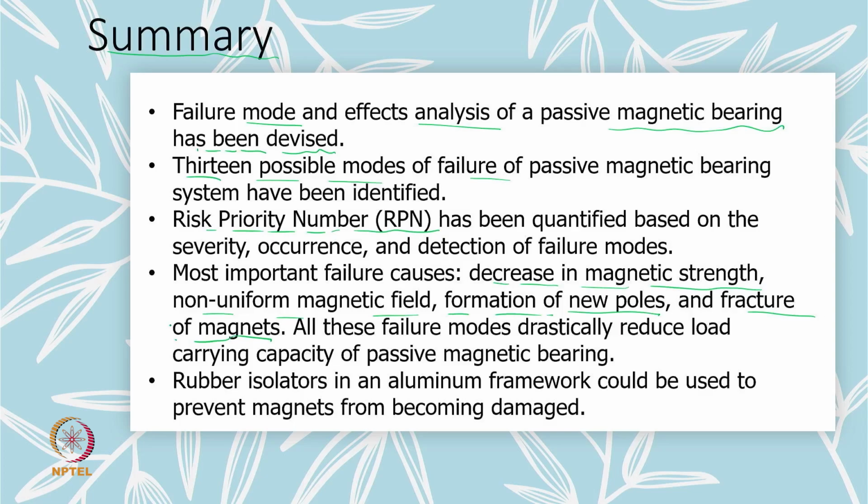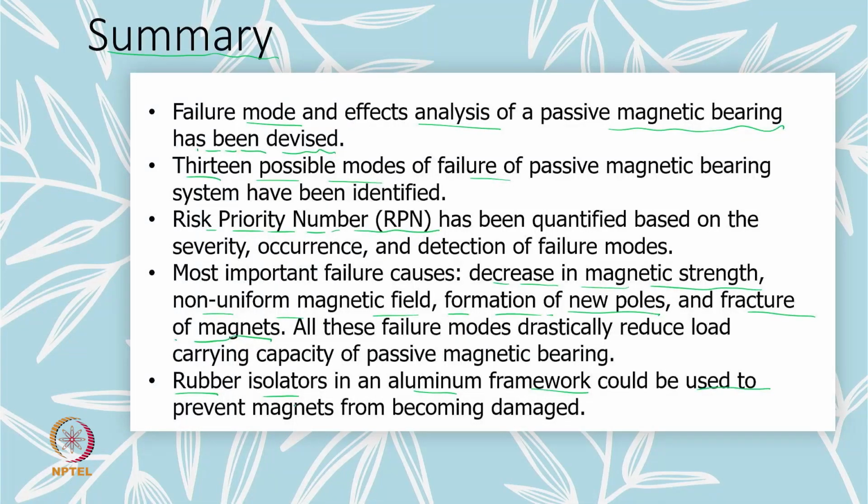We use a square magnet, so that it is already fractured and no further expansion of the crack will be possible, and there is sufficient damping for coasting up and coasting down. So, whatever the major issues, we will try to solve them. Now, the last one is that a rubber isolator in an aluminum framework could be used to prevent the magnets from colliding or becoming damaged. So, these are two sequential case studies.